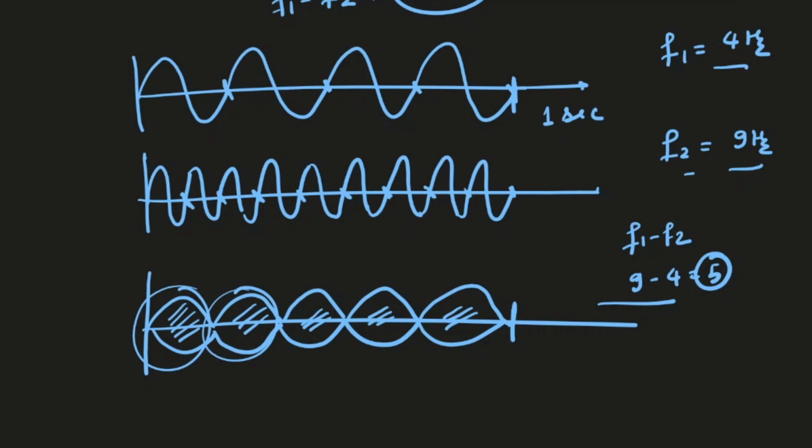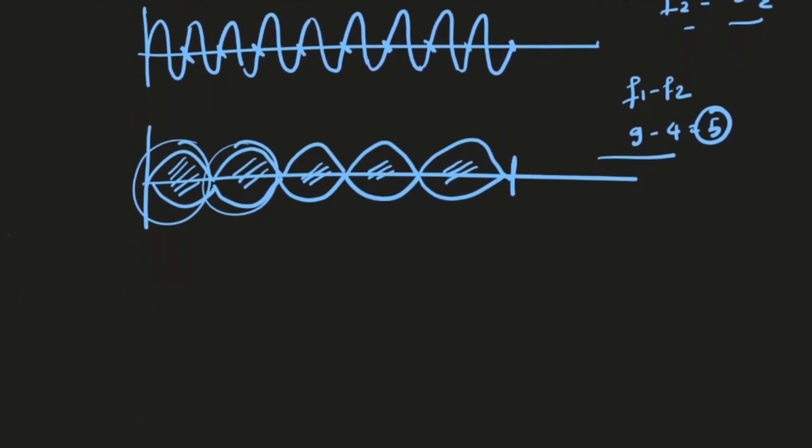Because the two waves are superimposed, they will have the frequency difference f1 minus f2 equal to 5 in our case. Okay, so the frequency difference decides the number of beats in 1 second. Okay, so we will do the mathematical expression also.